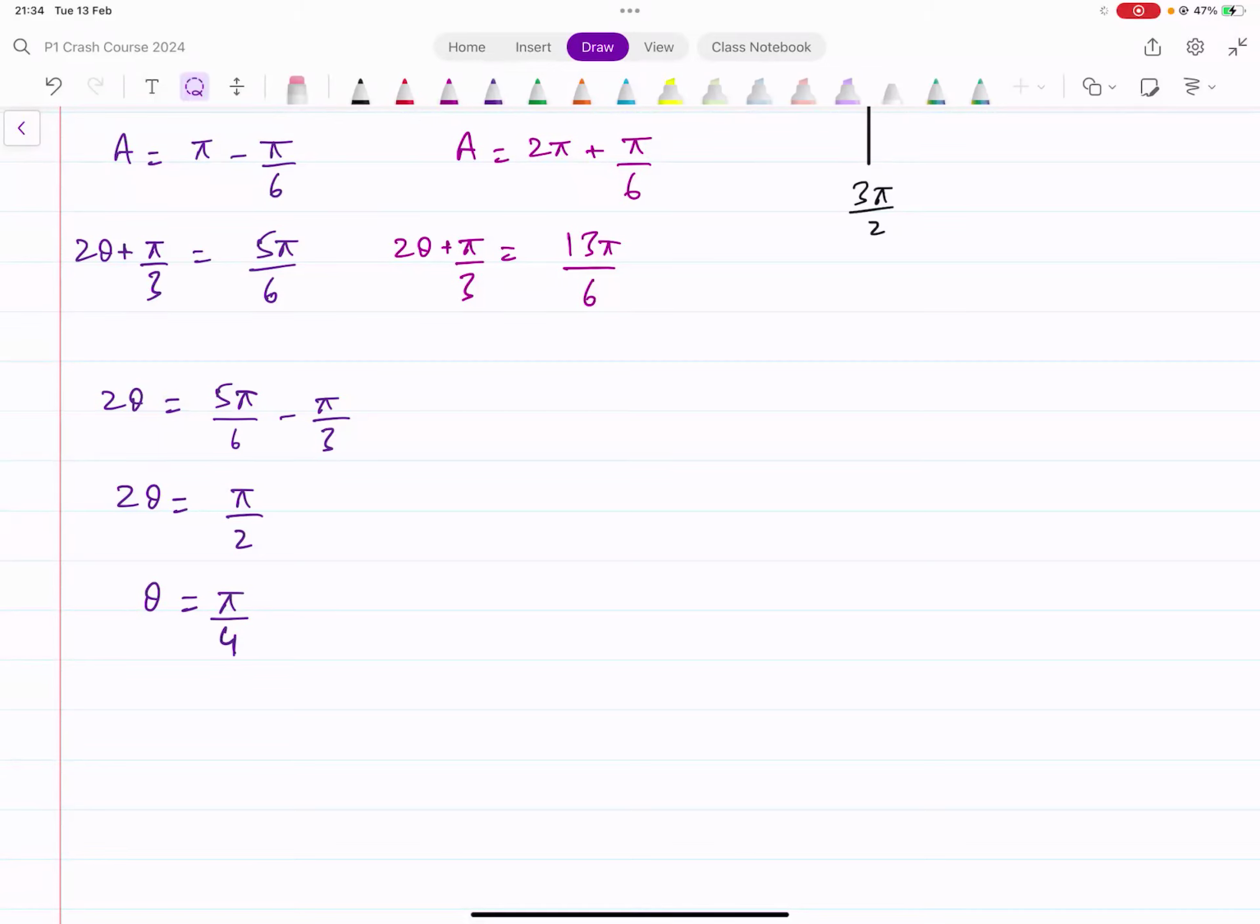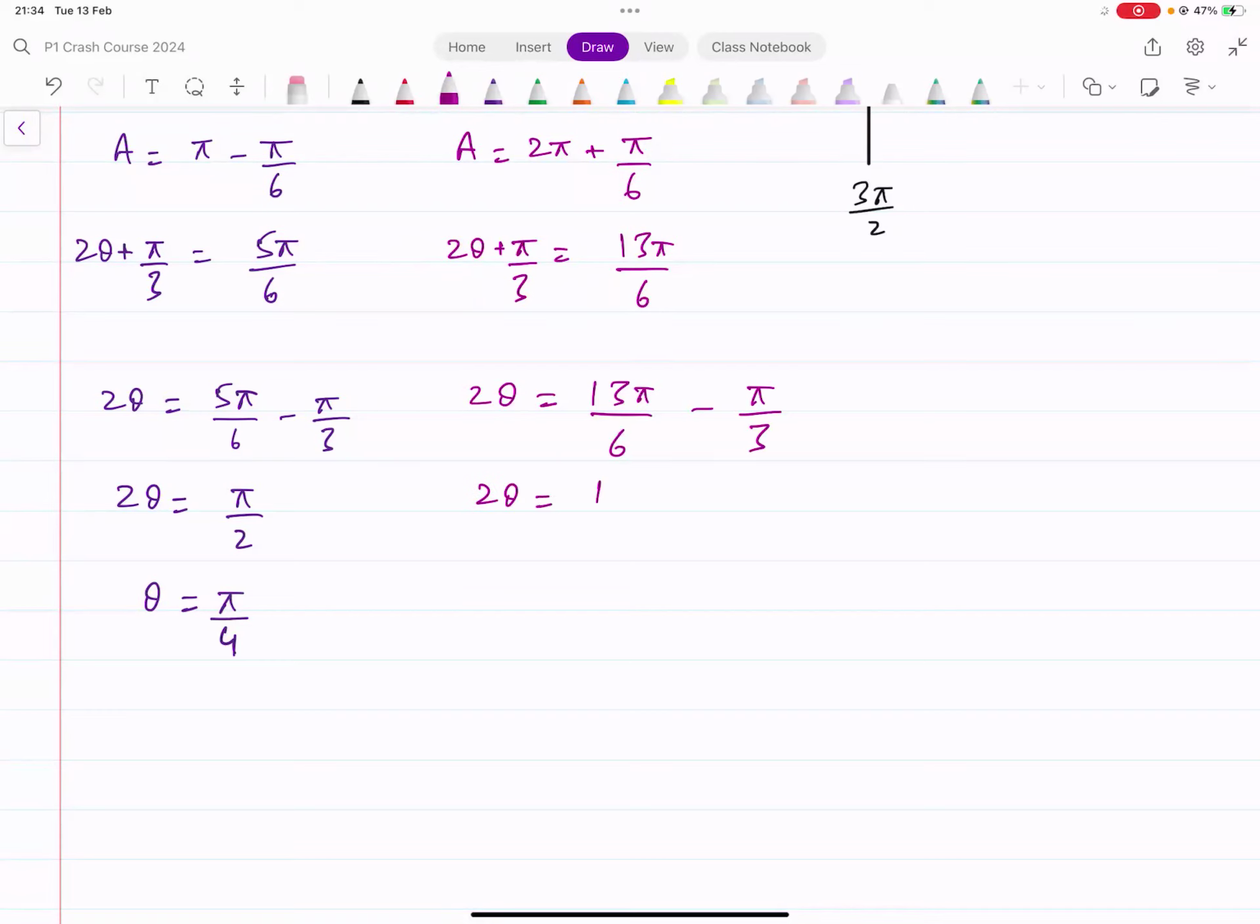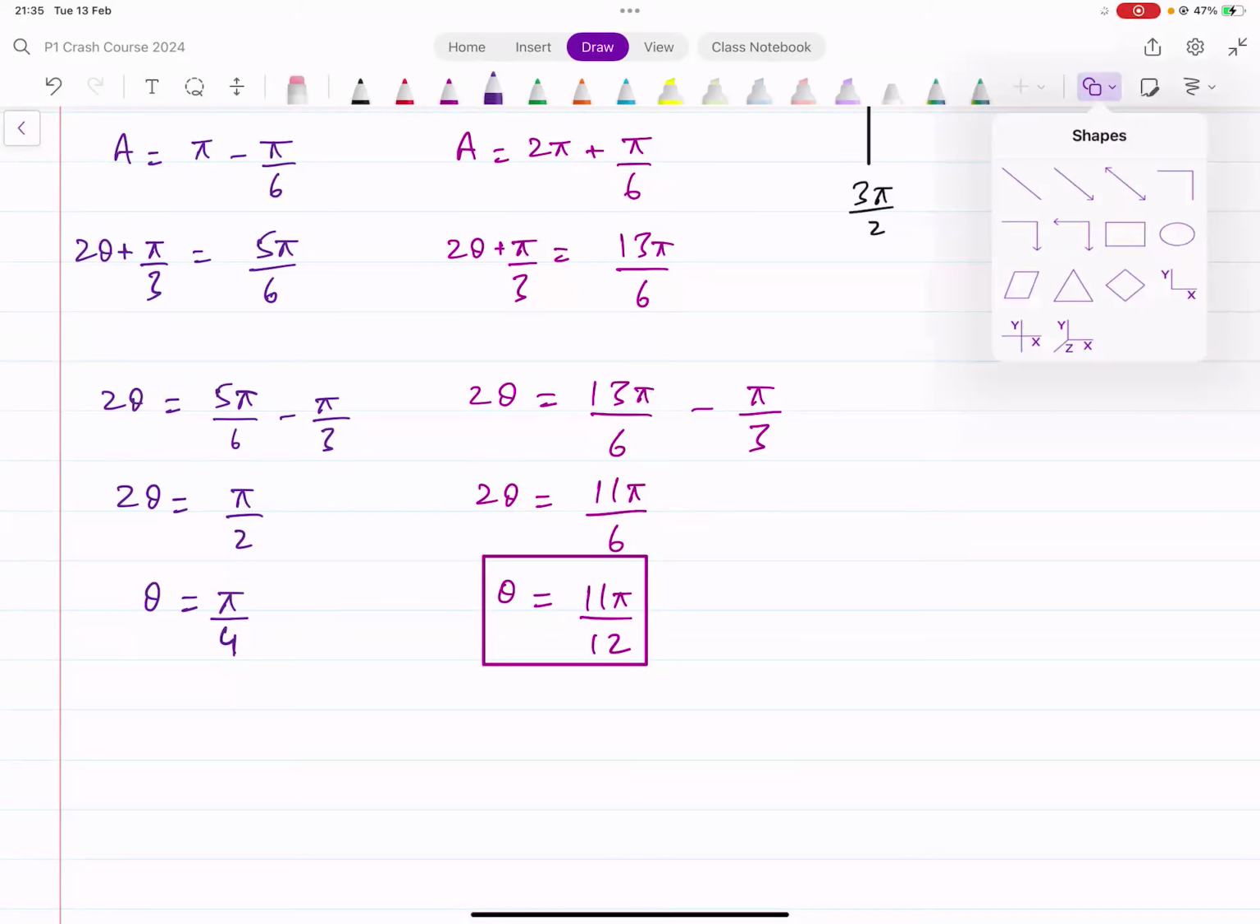Do the same thing on the other one. Take pi over 3 to the other side. 2 theta equals 13 pi over 6 minus pi over 3. And that gives you 11 pi over 6. And then theta equals 11 pi over 12. These are the two answers that we have. And yes, that's correct. Naima and Hazem, both of you got it correct. Okay, these are two values of theta that we get from this.